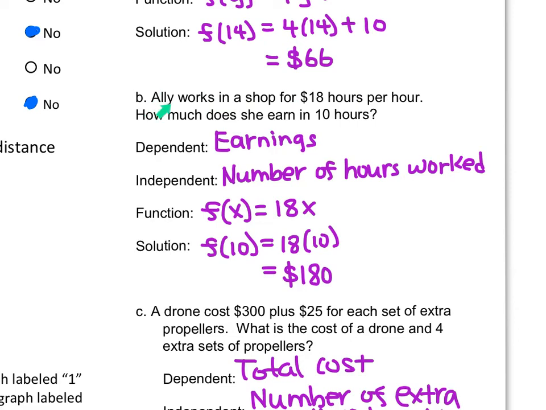Part B is very similar. So Ali works in a shop and she works for $18 per hour. That's all they're telling us. There's no fee or extra adding anything. So our function is f of x equals 18x. So x is our independent variable, which stands for the number of hours that she works. And her earnings is the dependent variable. That's how much money she's going to make. So earnings is the dependent and hours is the independent. And then they're asking how much money will she get if she only works 10 hours. So in the independent variable, we're going to put 10, and here also. So f of 10 equals 18 times 10, and 18 times 10 is $180.